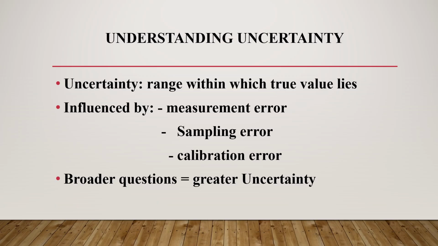Three main sources of uncertainty. Measurement error comes from steps like weighing or dilution, which introduce variability. Sampling error arises when food isn't uniform, like uneven additive distribution or seasonal variation. Calibration error stems from flaws in the model used to interpret measurements. The broader the question, like estimating tannin in all commercial teas, the greater the uncertainty.